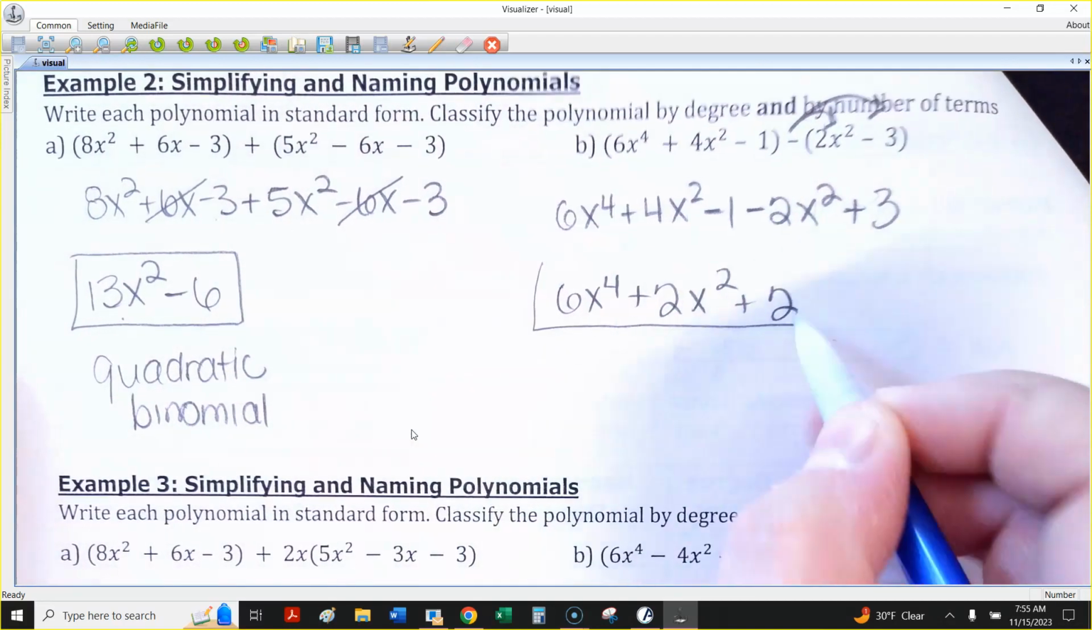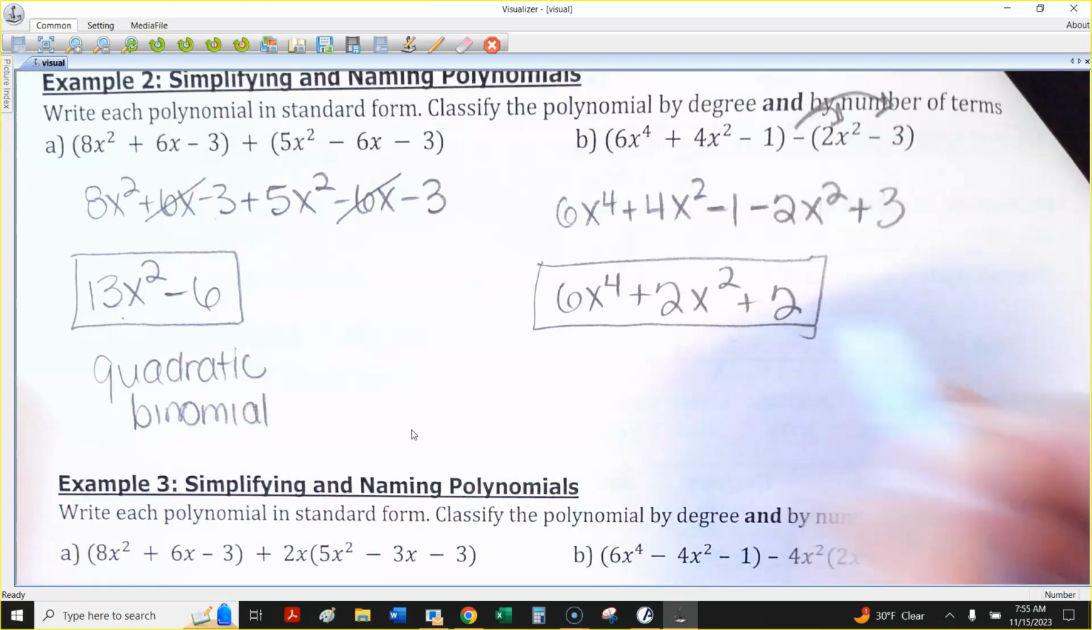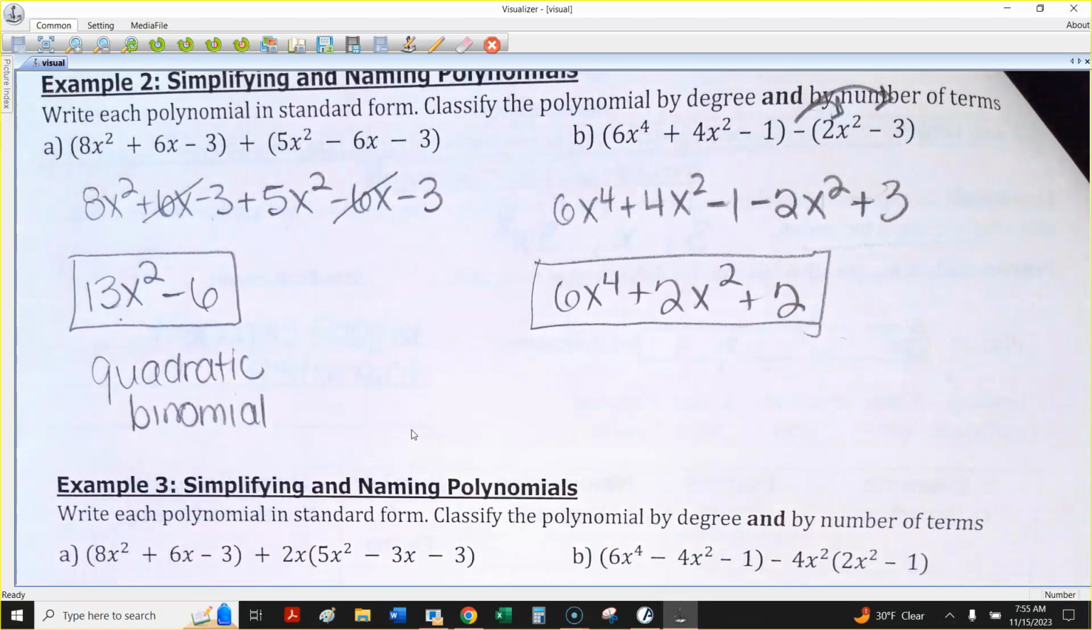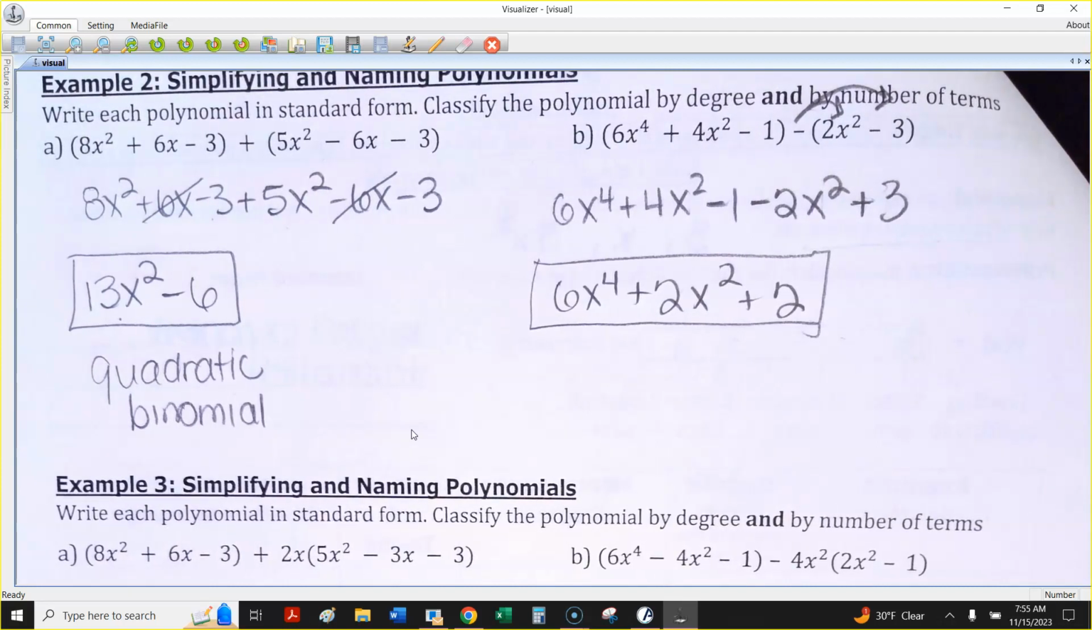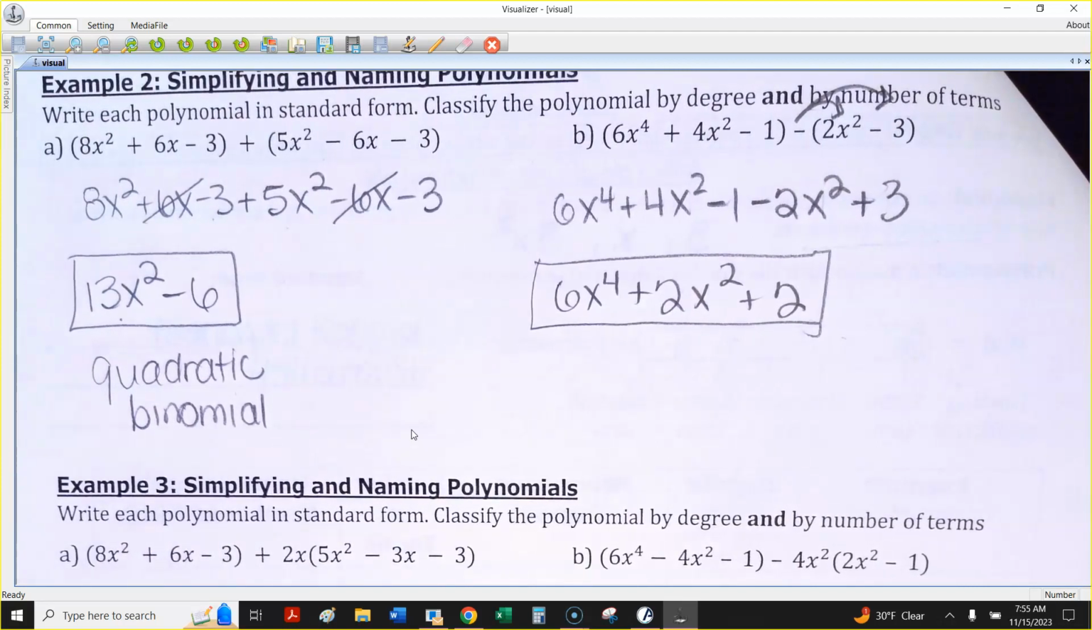And then on these today, all those are divisible by 2, right? Don't be tempted to factor anything. We're going to write everything in standard form, so that means we don't want any parentheses. So don't go, oh, all those are divisible by 2. That's true, but don't factor anything today. We're just going to write everything in standard form.